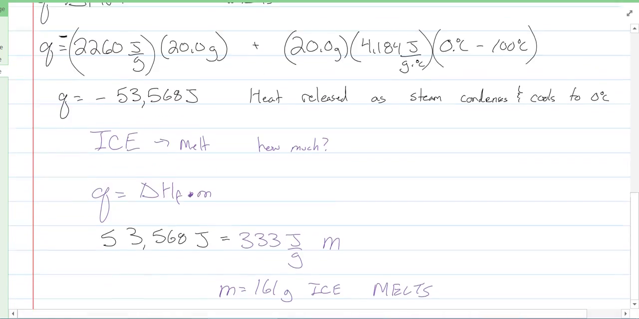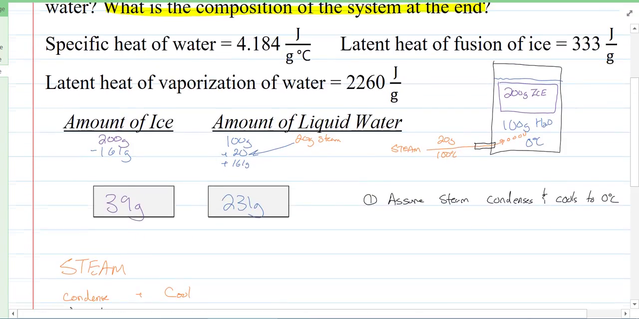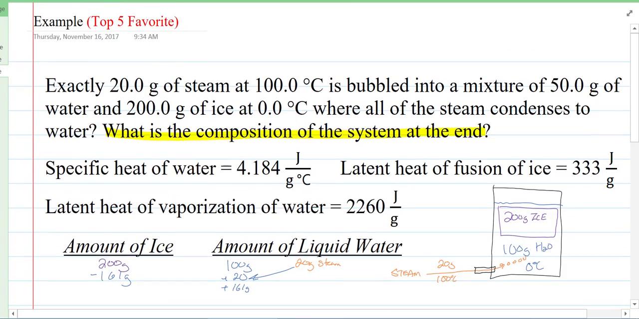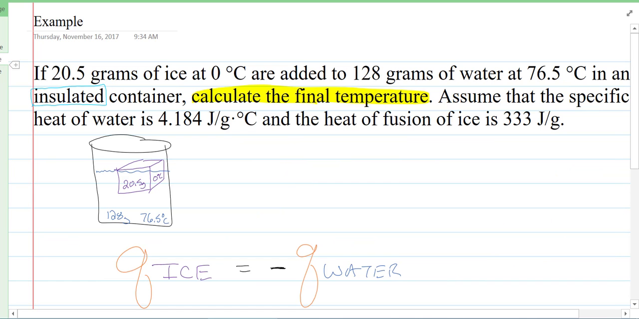So these last two examples are probably the hardest I'm going to get you in Chem 1. That's why they're top 5 favorites. So this one and this one could be there too. Don't memorize the problem with numbers. It's the mixing of ice and water and steam, maybe all three, maybe not all three, and there's a final temperature in there, or there's an amount left. That's the type of problem that we're talking about.